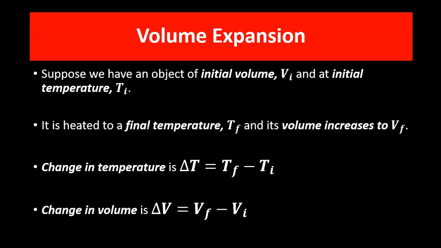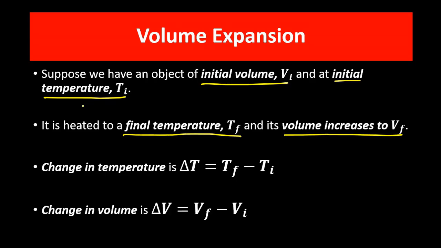Let's say we have an object of initial volume Vi at an initial temperature Ti. Then that object is heated to a final temperature Tf, so its volume increases to Vf. We have to establish a relationship between the change in volume and the change in temperature. The change in temperature is final minus initial temperature. The change in volume is final volume minus initial volume.